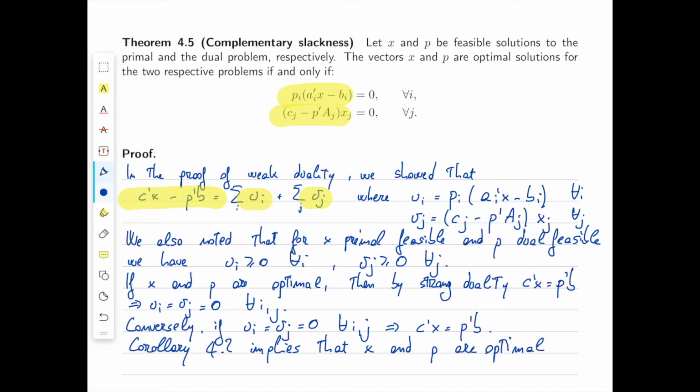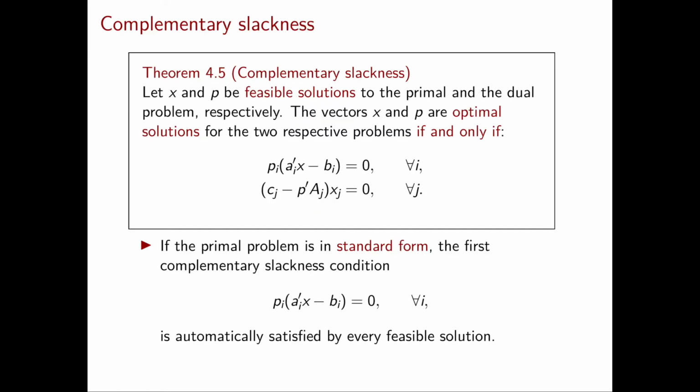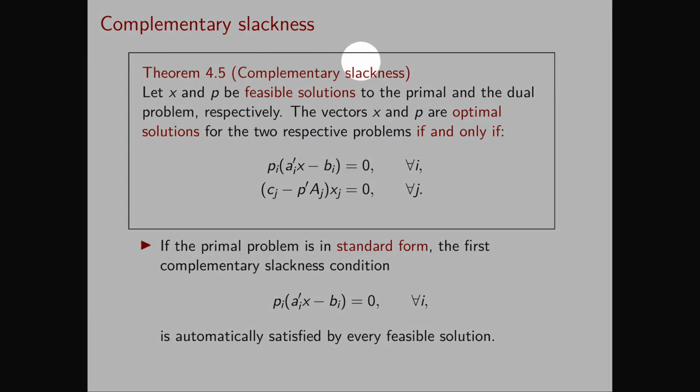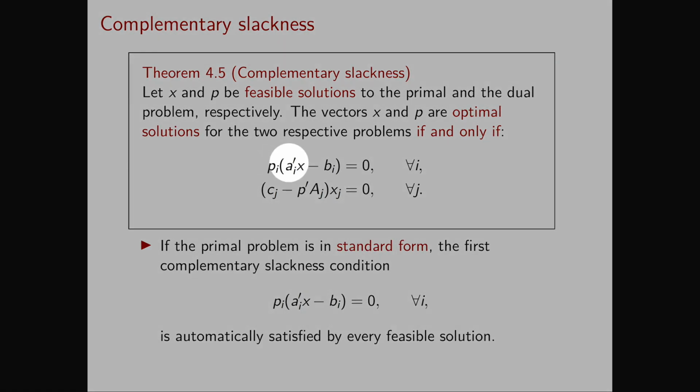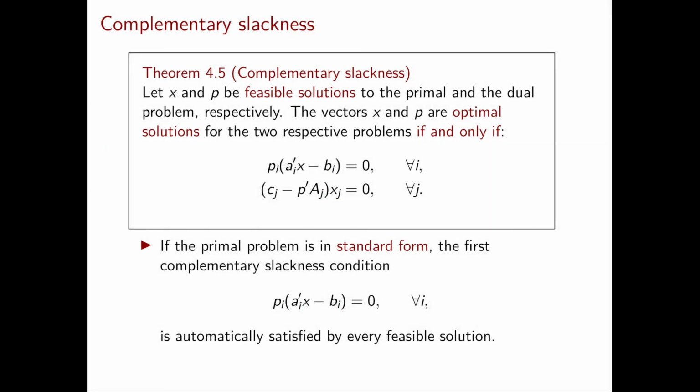This concludes the implication from right to left, and so we have shown our complementary slackness theorem. In the remainder of the video, we will discuss some consequences of our complementary slackness theorem. The first thing to notice is that if our primal problem is in standard form, then the first type of complementary slackness conditions are always satisfied by every feasible solution.